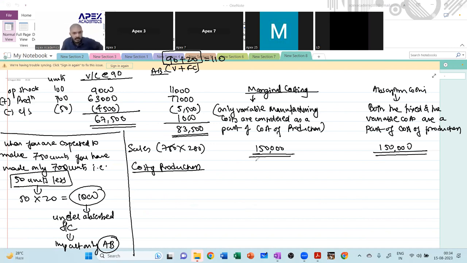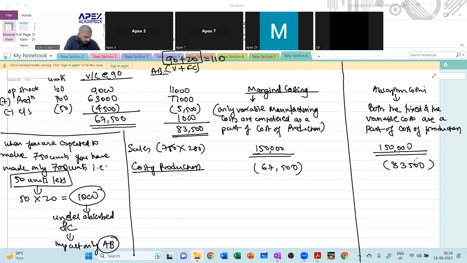So now cost of production. Over here under marginal costing, your answer will be 67,500. And here it will be how much? 83,500. So 1,50,000 minus 67,500 is 82,500, and 1,50,000 minus 83,500 is 66,500. Let's call this gross profit.